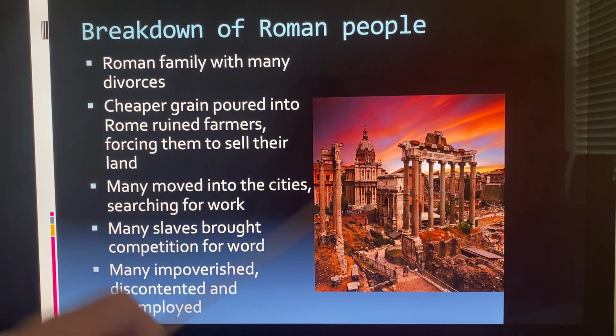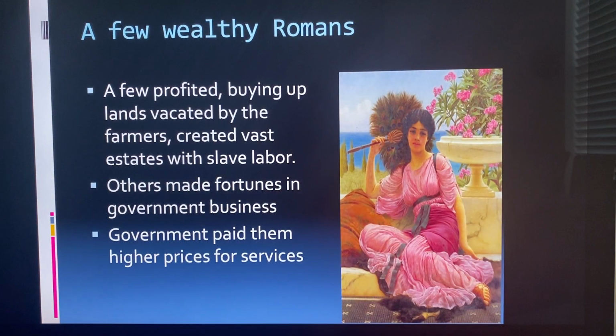Like that picture, don't you? Kind of says that's how it looks actually, nowadays. But you can see it has a sad picture of Rome. A few wealthy Romans. Well, there's a few wealthy Romans. Here's the dress of the Roman time of the wealthy women.